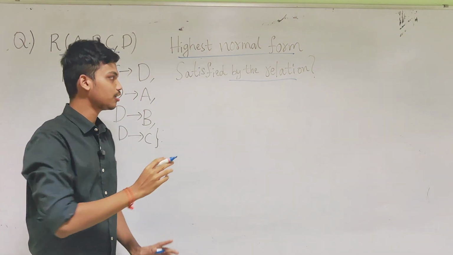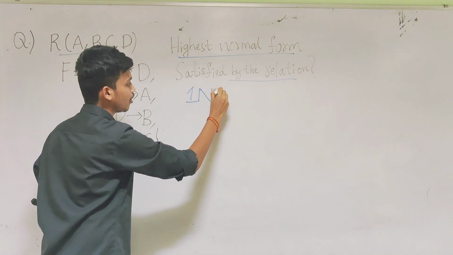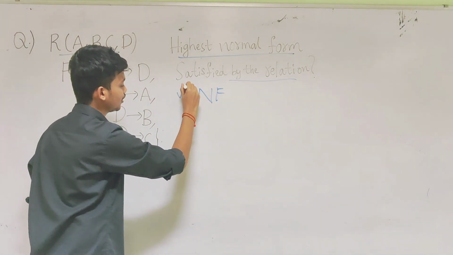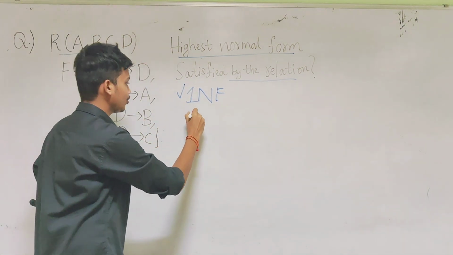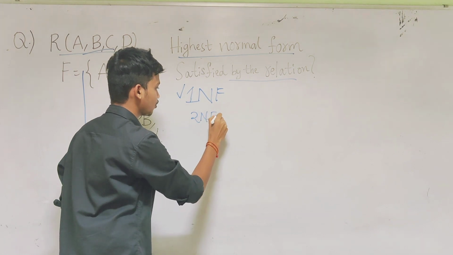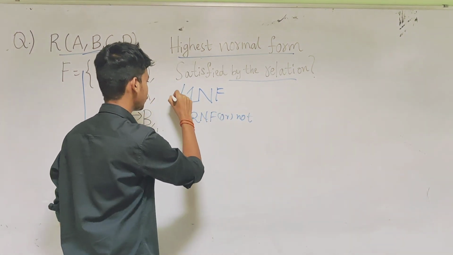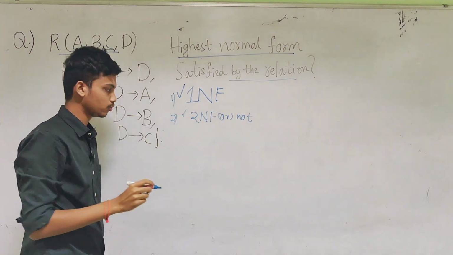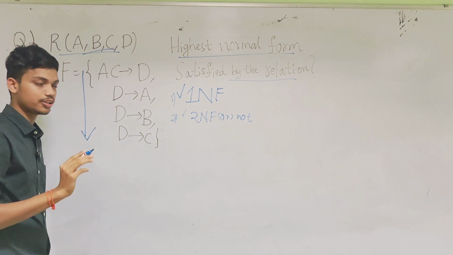I told you already, if they are given like this, first you should believe that it is already in 1NF, because only if it is in 1NF can we derive these functional dependencies. Now we should check whether it is in 2NF or not. Step 1, step 2. For 2NF, we need to find the candidate keys. What are the candidate keys of this relation?